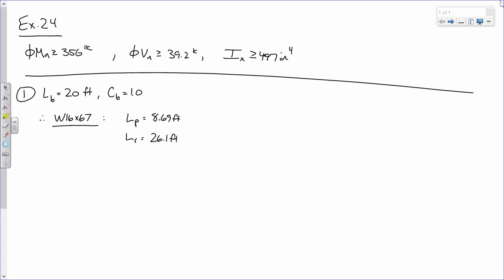And what does that mean? We're in zone 2. So in order to compute zone 2 capacity, we're going to need 2 more quantities. We're going to need BMP. We're going to need our beam factor. And so what are those? 10.4 kips. What is BMP?